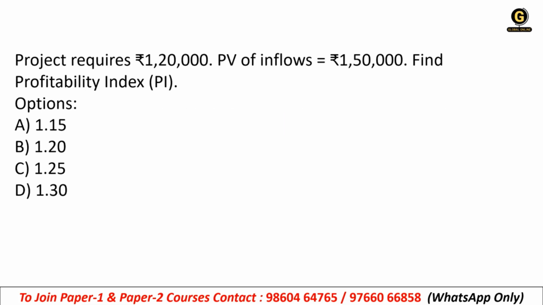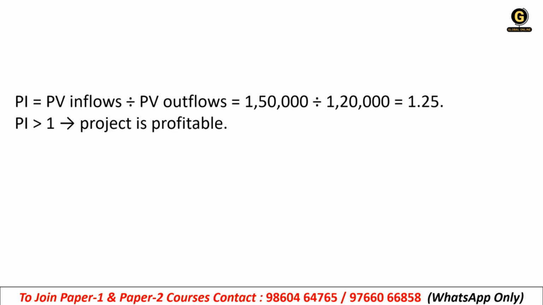Okay. A project requires 1,20,000, PV of inflow 1,50,000. Find the profitability index, right? So the right answer will be 1.25. How is it? PI is equal to PV inflows divided by PV outflows, correct? So 1,50,000 we have as inflow and 1,20,000 we have as outflow. So the right answer will be 1.25. It is as simple as that. Okay.